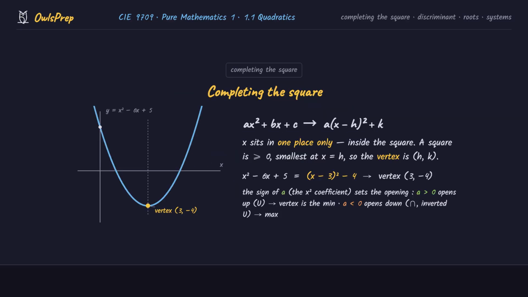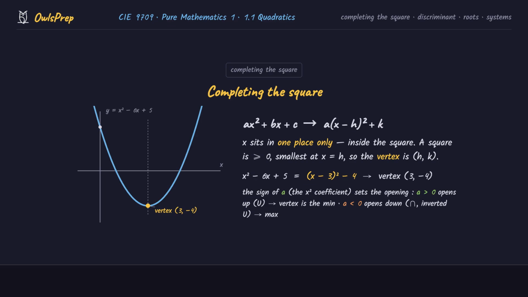Start with completing the square. Any quadratic, ax squared plus bx plus c, can be rewritten in the form a times (x minus h) all squared, plus k. Why bother? Because in this form the variable x appears in exactly one place, inside that bracket. A square is never negative, so a times (x minus h) squared is at its smallest, 0, exactly when x equals h. That single fact hands you the vertex. The turning point sits at x equals h, y equals k, with no graphing needed.